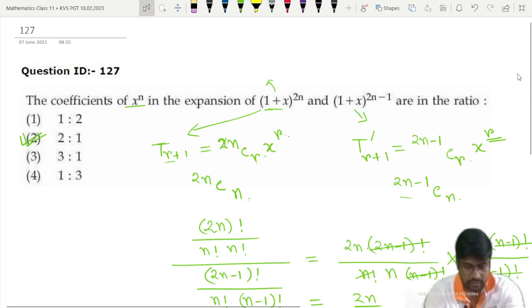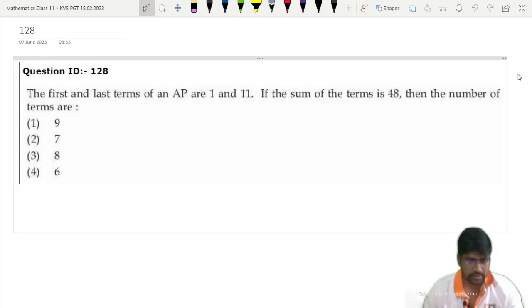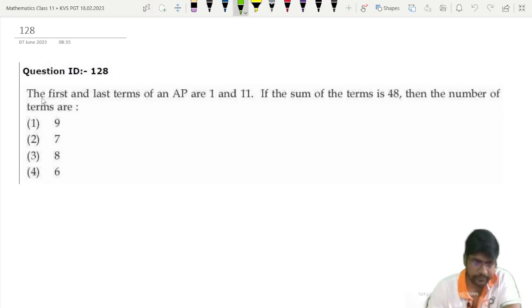Let's come to the next question, question number 128. The first and last term of an AP are 1 and 11. If the sum of the terms is 48, then the number of terms are what?